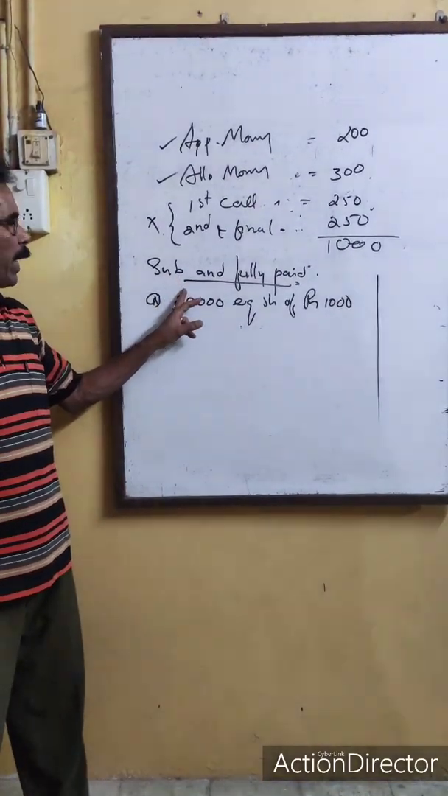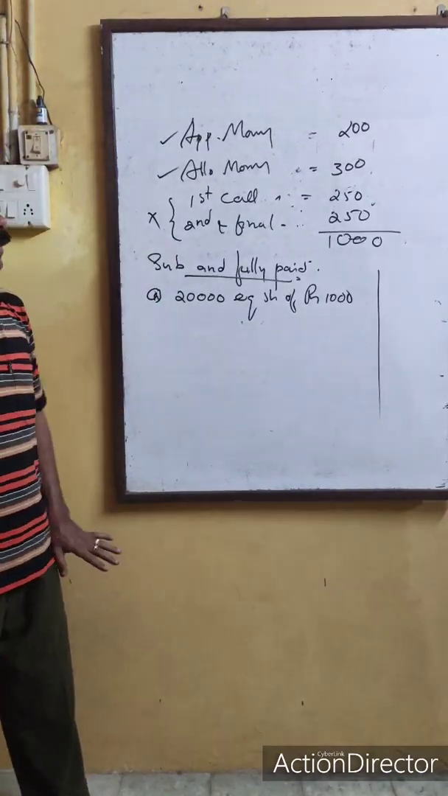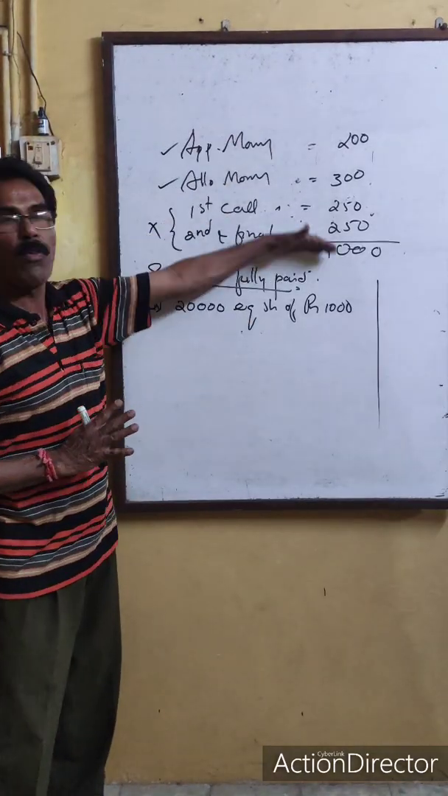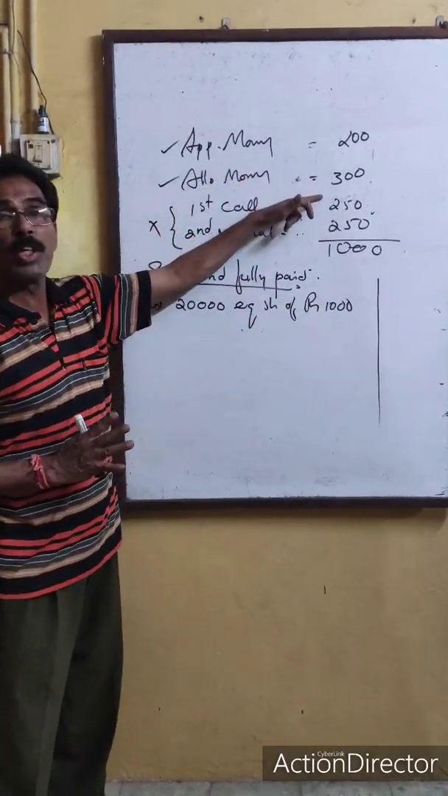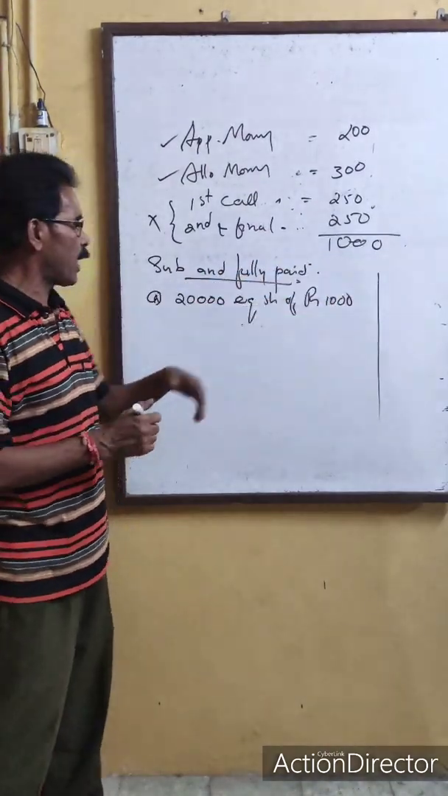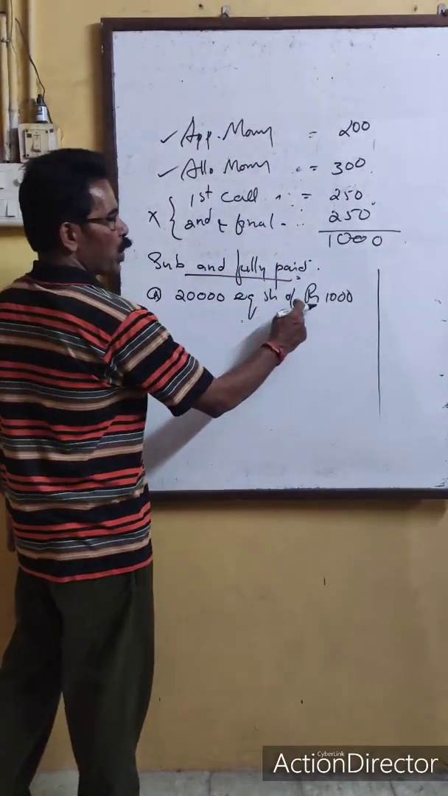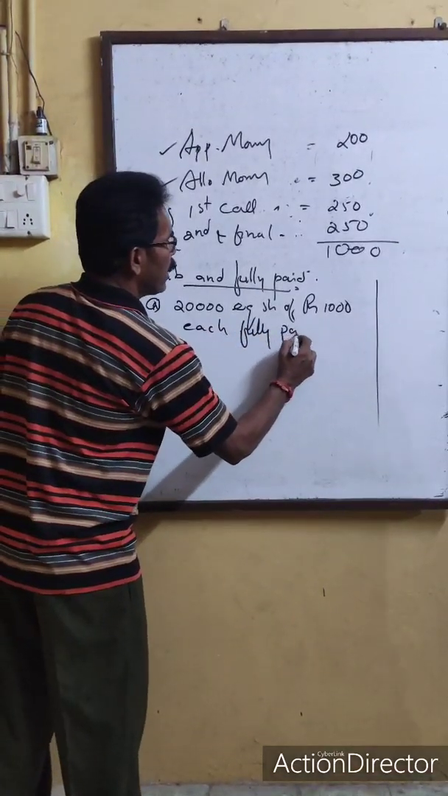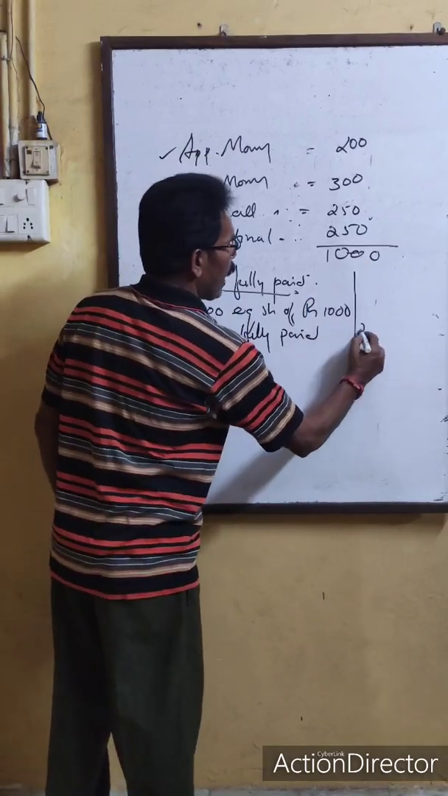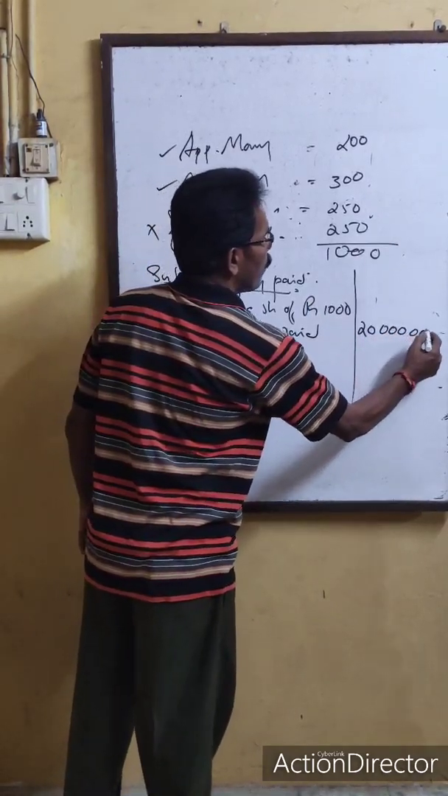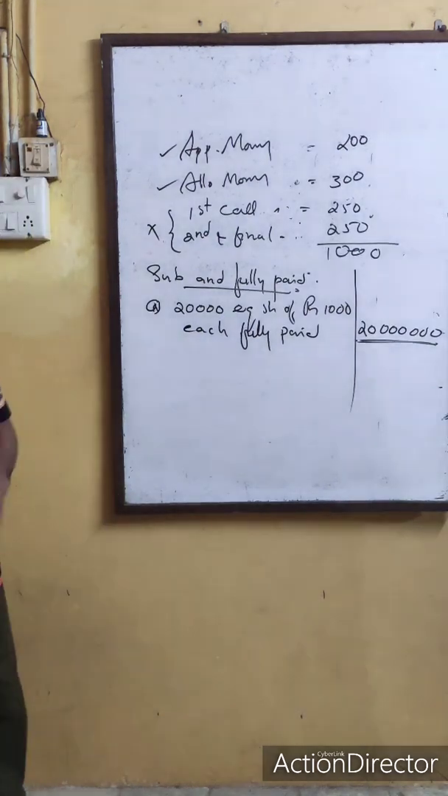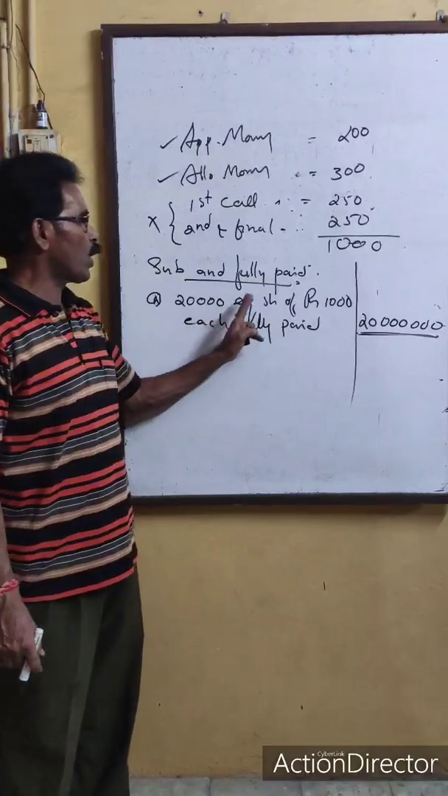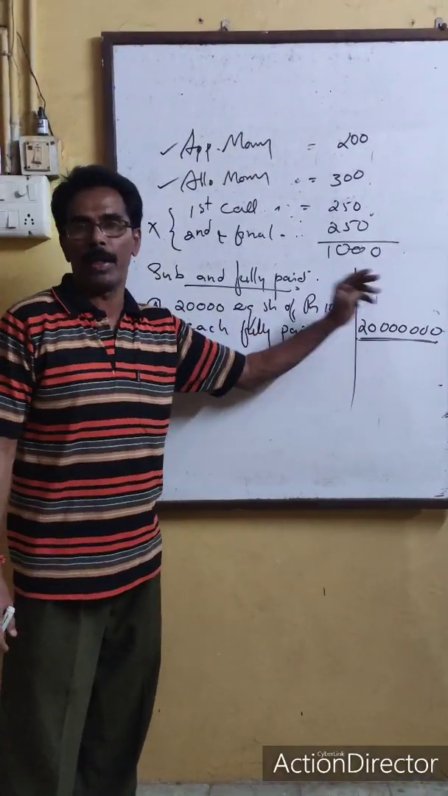That is also paid, so we can say it is subscribed and fully paid. In subscribed and fully paid, the first condition is that the full face value of 1000 is collected by the company. All these four, 200, 300, 250, 250, all this 1000 is collected, then we will say 20,000 equity shares of 1000 each fully paid. In the amount column we will write the amount. One category: 1000 fully collected, so 20,000 equity shares of 1000 each fully paid.